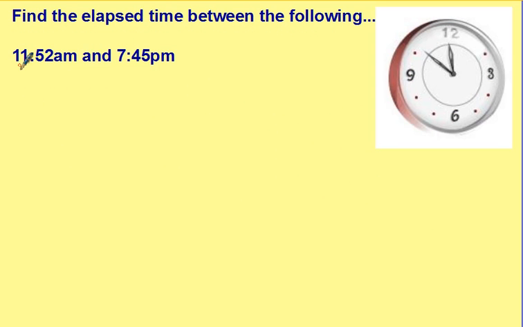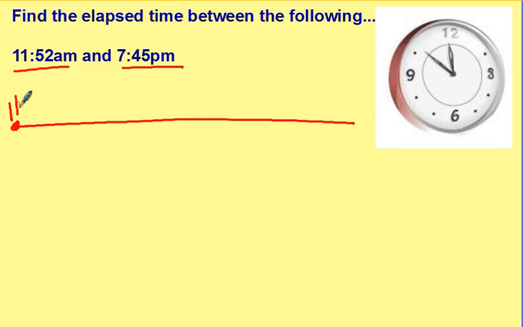When you cross noon, do you see this is a morning time and this is an afternoon time? Finding the elapsed time between 11:52 a.m. in the morning and 7:45 at night, you're going to pass noon here. So let me show you an easier way to do that. It's actually easier to draw a timeline.